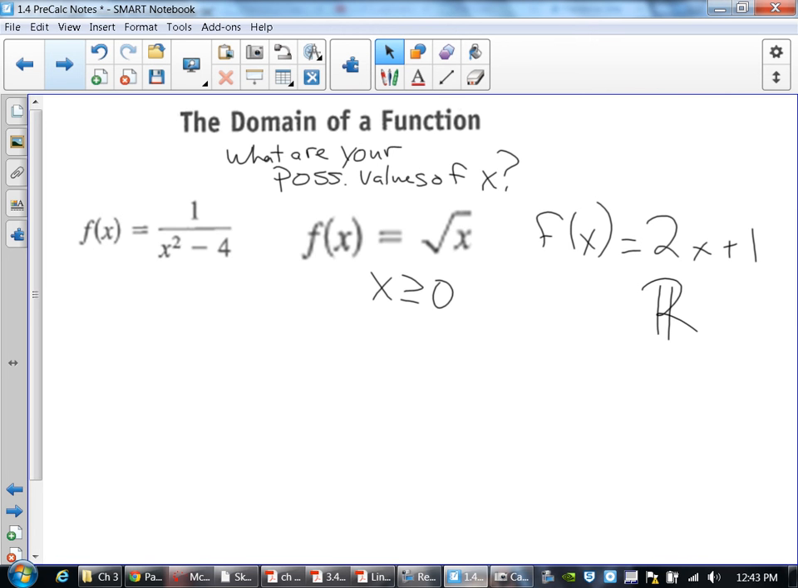The last one's kind of messy. When you're looking at one that's kind of messy, especially when your variable's in the denominator, you're looking for the possible values that make it zero. What happens when you have a denominator, you set it equal to 0. And you just solve for x.